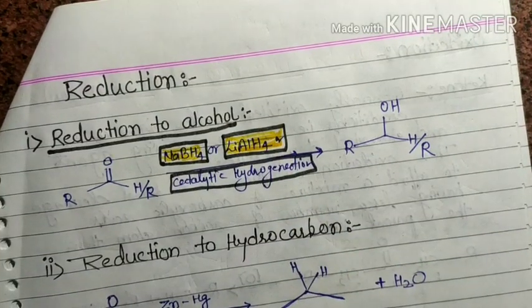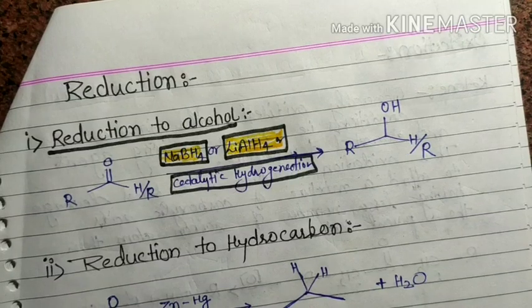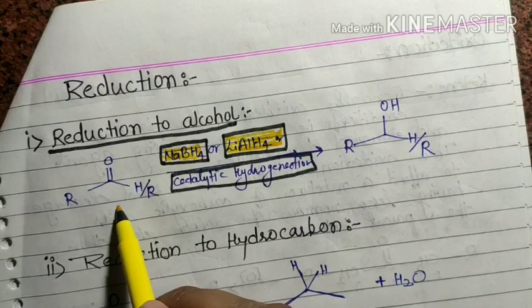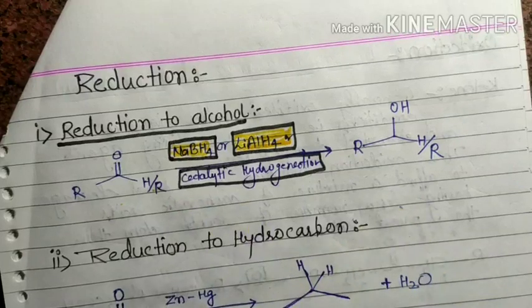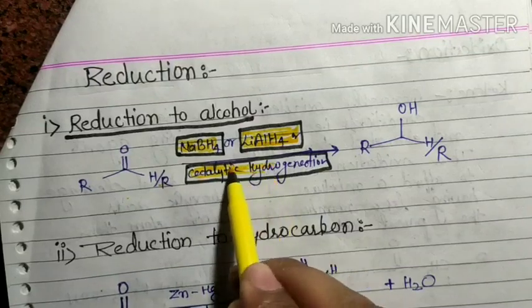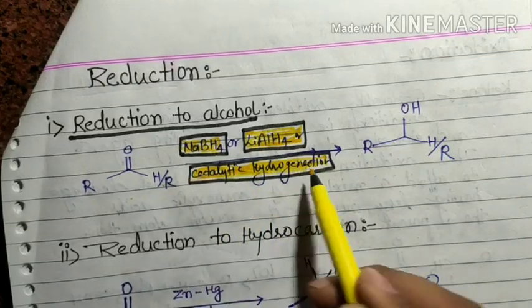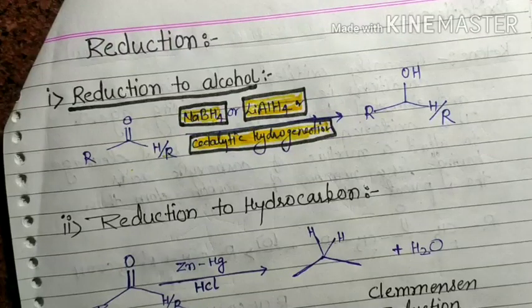But you know very well that LiAlH4, lithium aluminum hydride, is an expensive reagent and very reactive. It can reduce also carboxylic acid as well as ester. But this topic is only about aldehyde and ketone. So LiAlH4 and NaBH4 can convert aldehyde and ketone to their corresponding alcohol. The other one is catalytic hydrogenation, which you may have learned in class 10, that is the hydrogenation reaction or addition reaction. So these three are the reduction methods to convert into alcohol: NaBH4, LiAlH4 and catalytic hydrogenation.